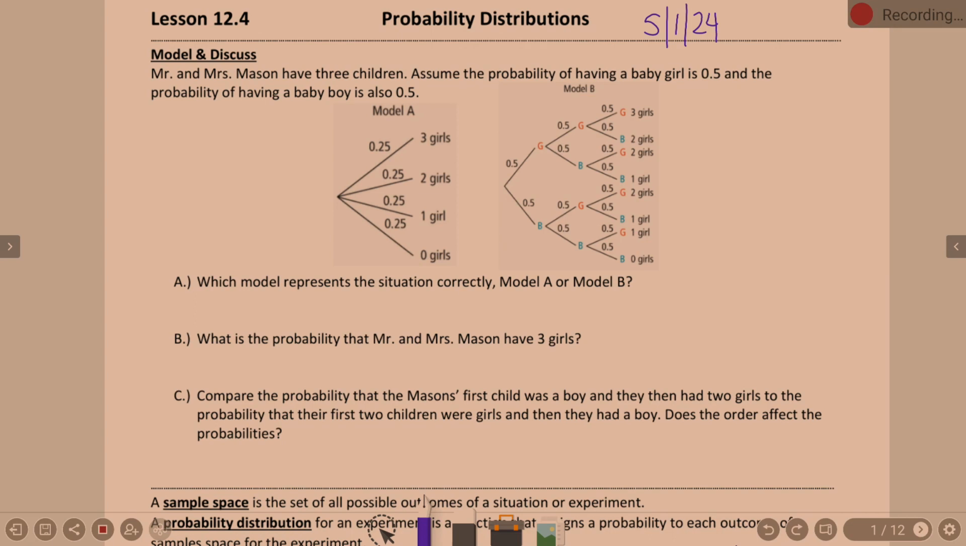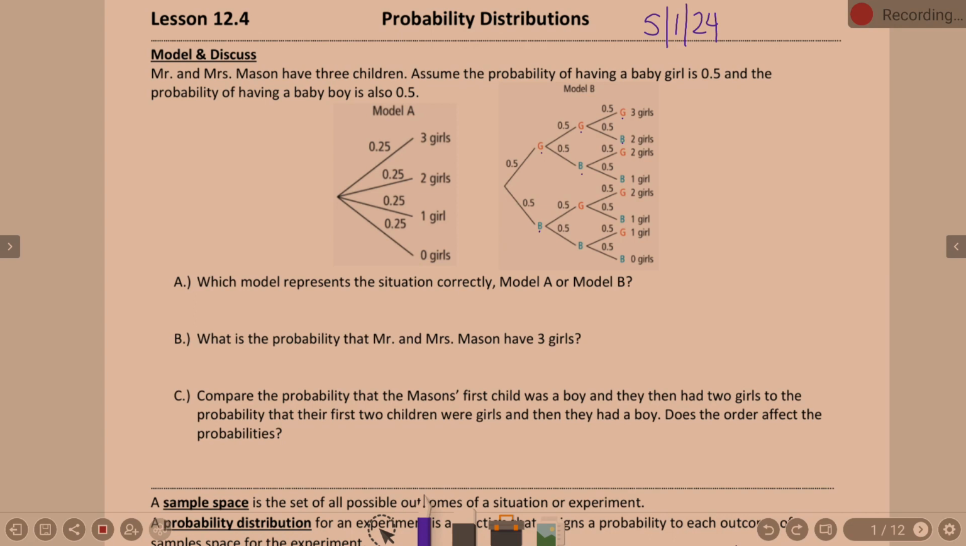Think about this tree diagram. Your first child is going to be either a girl or a boy. Say you have a girl. Then what could your second child be? A girl or a boy. Say you had a girl the first child and a girl the second child. What could your third child be? Girl or boy.